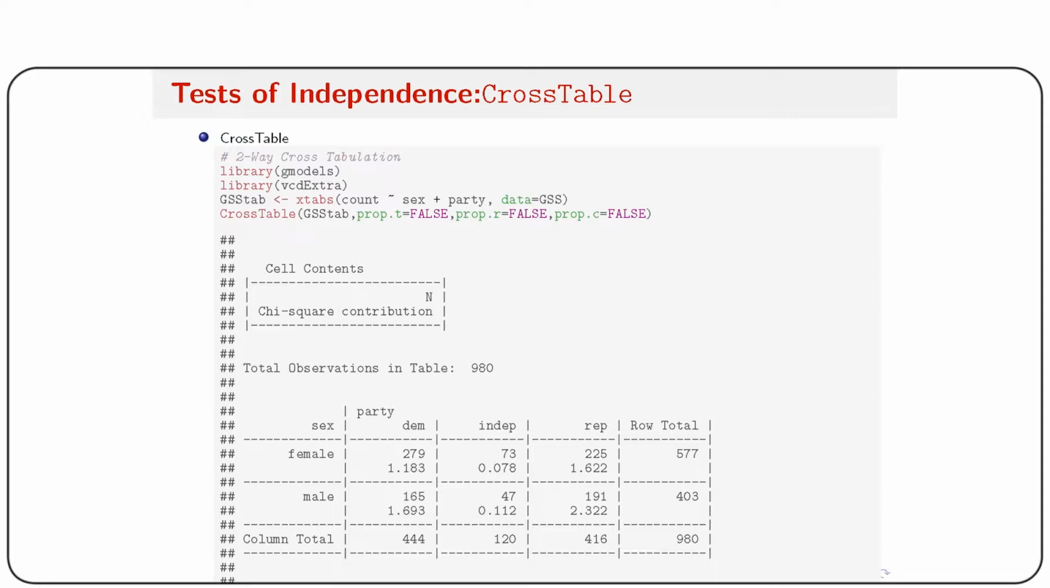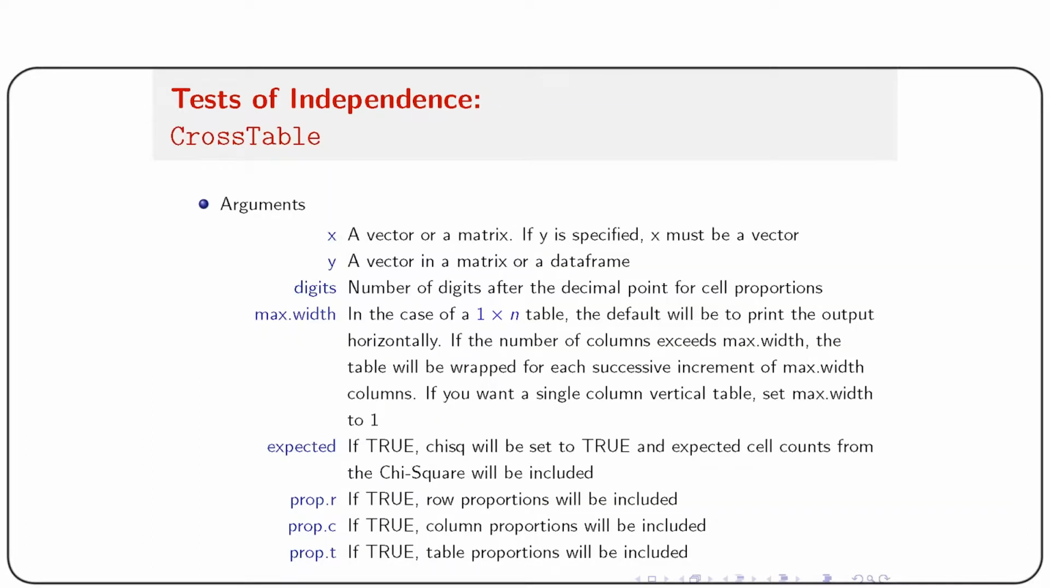You can take the help of the CrossTable documentation that might give you better clarity. This is something that I copied from the CrossTable documentation for your understanding. The arguments that you need to pass are, one of them, x, a vector or matrix. If y is specified, x must be a vector, and y a vector, a matrix or a data frame.